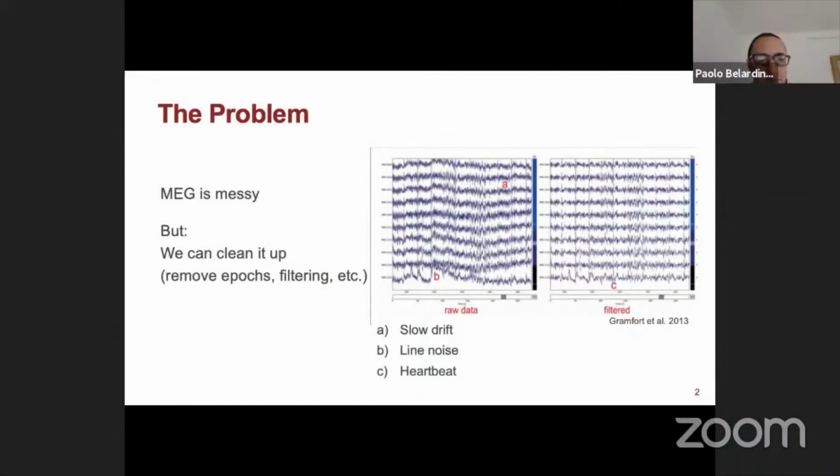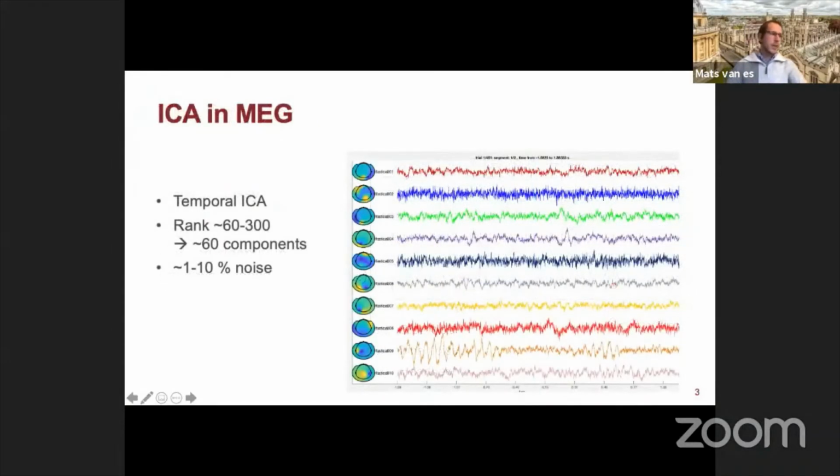And this can be quite a tedious process because we have to actually look at the data. This is not just something that we can do with one click on the button. So usually one of the steps that we use is ICA, and we use Temporal ICA to decompose our MEG data into a number of components. I think most people use around 50 to 60 components because that captures most of the variance in the data. And of those, about 1 to 10% of them are noise.